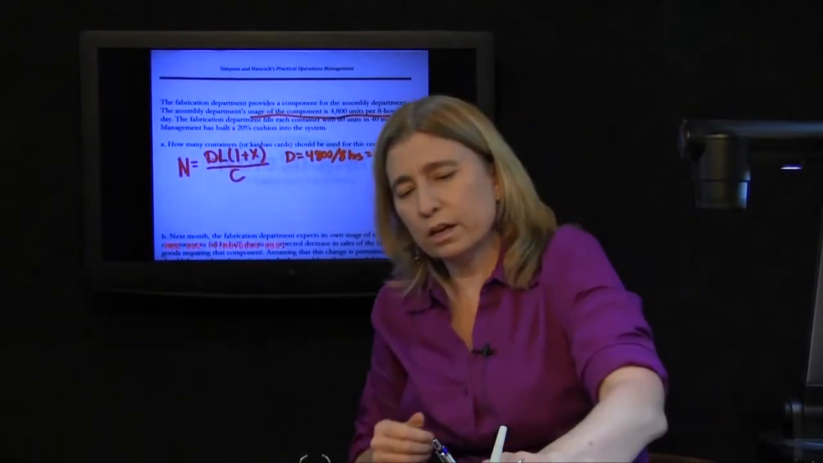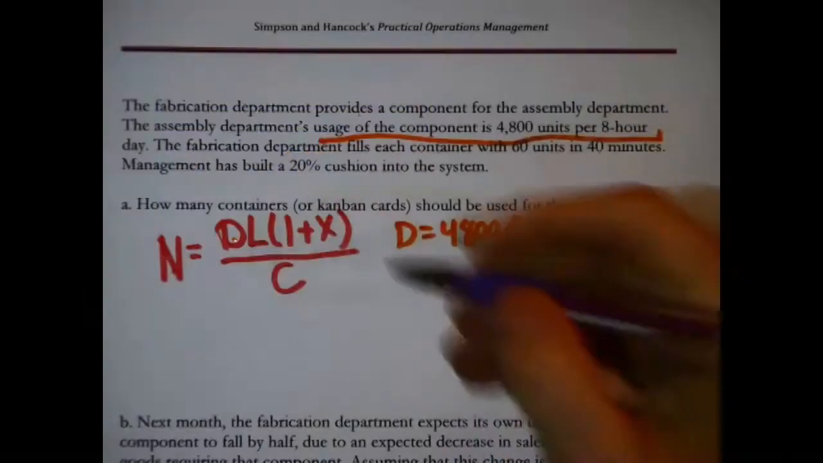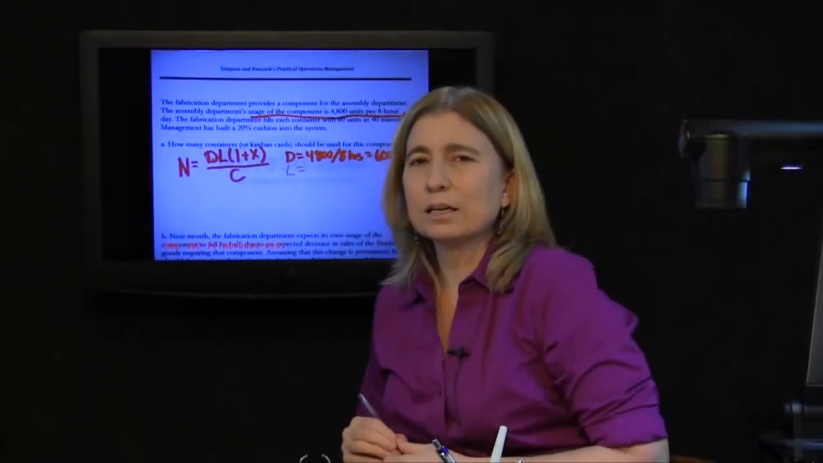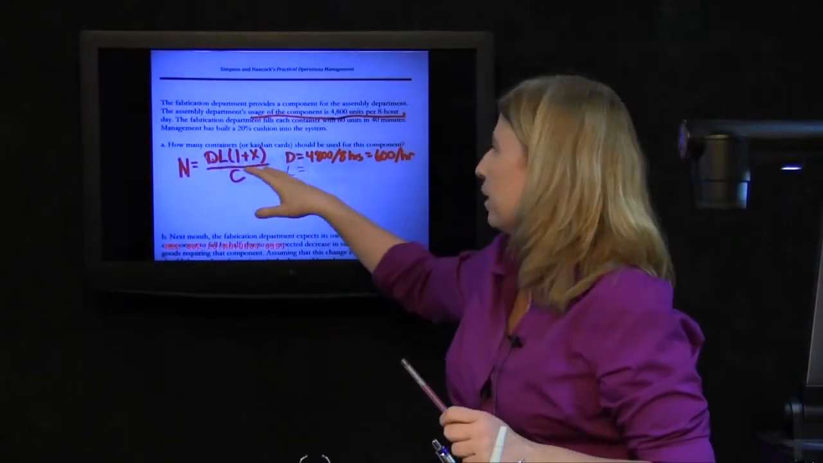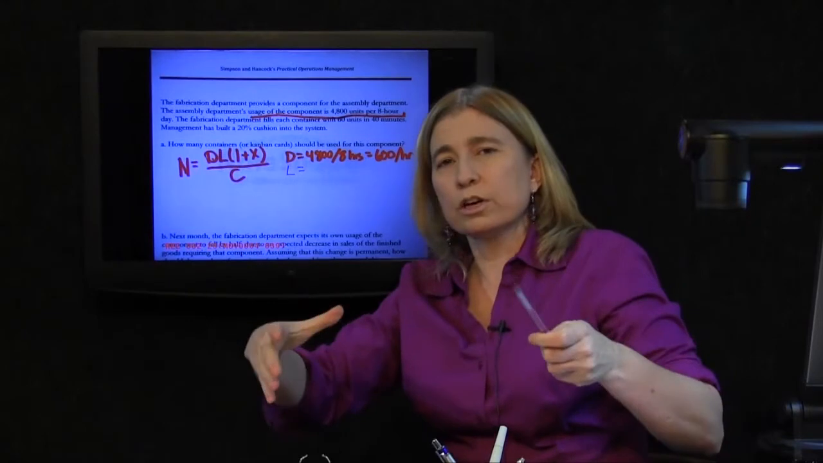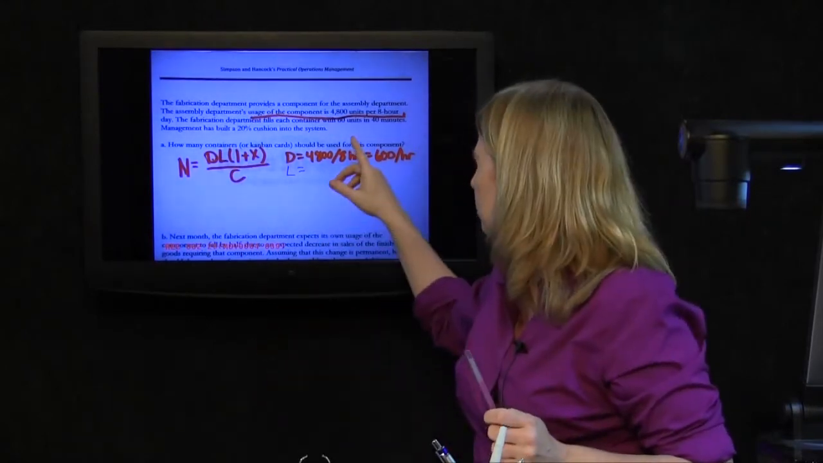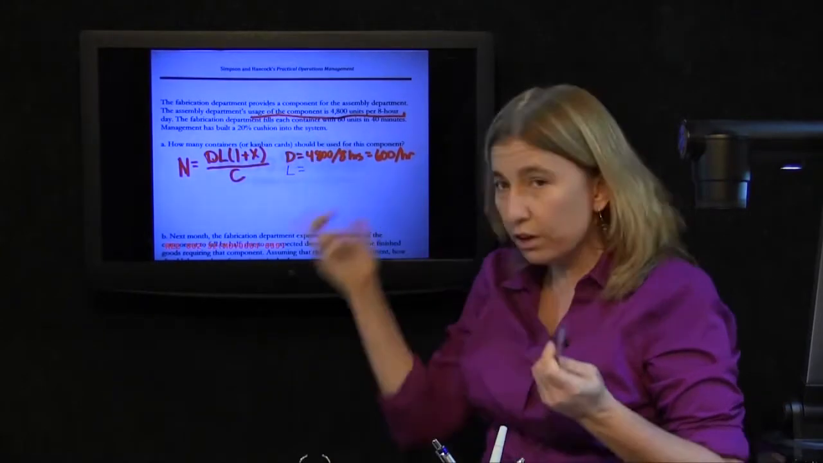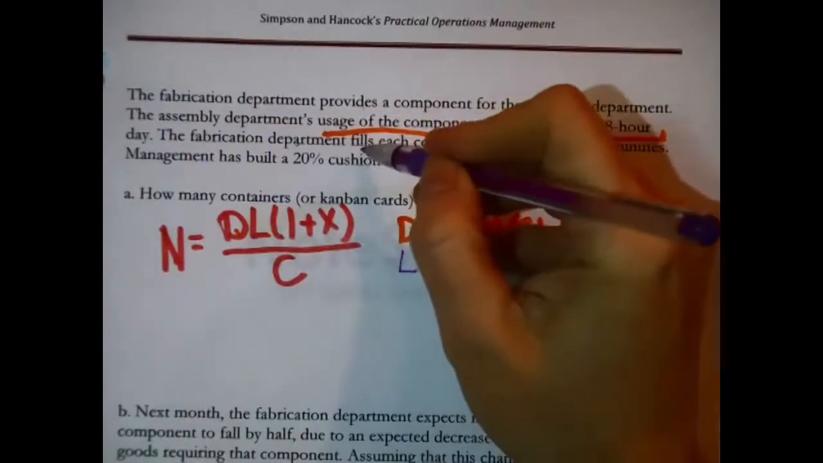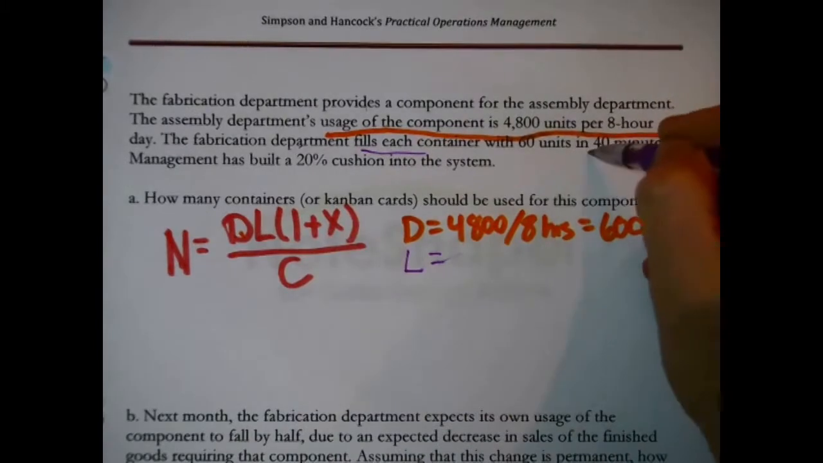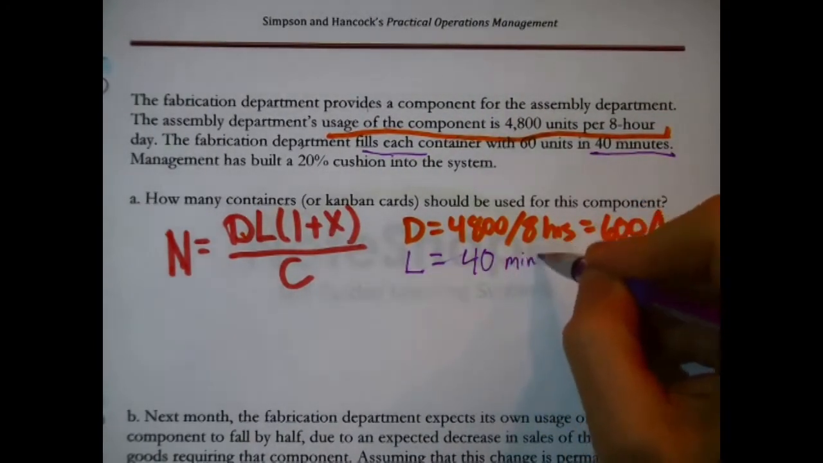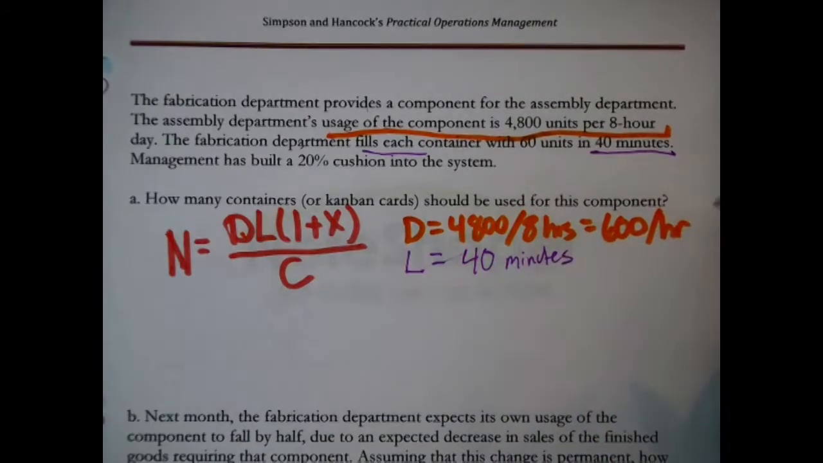Now, what is the next parameter that we're looking for? L is the lead time on the container, right? How fast it takes to conjure up a new container full of this component. And there was information here. The fabrication department fills each container, that was the hint, with 60 units in 40 minutes. There, the turnaround time. Okay, so we found that, right? What else do we need?